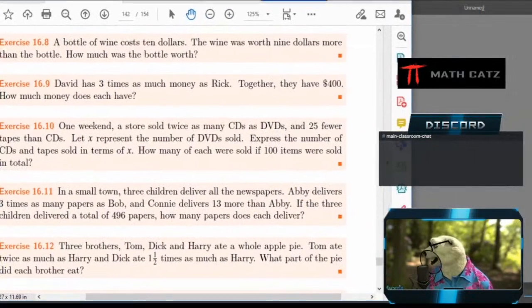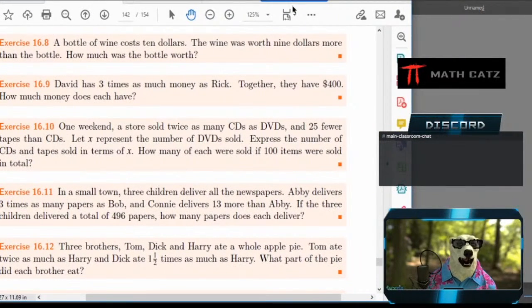Let's look at 16.8 now. See what it can teach us. A bottle of wine costs $10. The wine was worth $9 more than the bottle. How much was the bottle worth?